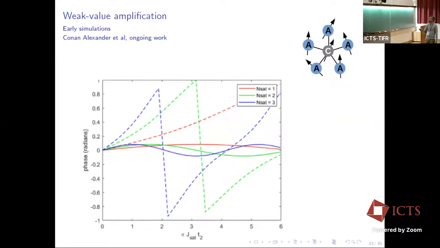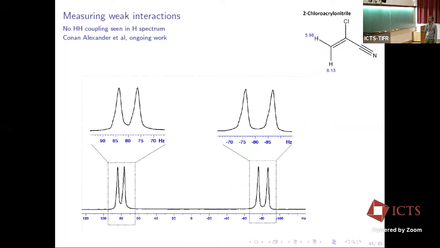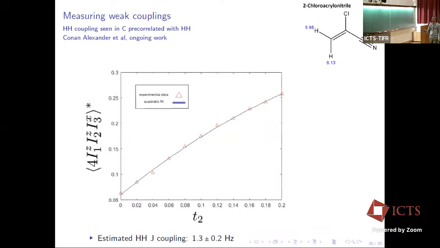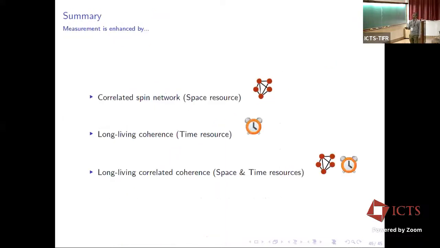So some early simulations show that we can get a very nice improvement. This is one simplified example. There is a weak coupling between these two hydrogens, which is not seen in this spectrum at all. So we expected 4 splittings here. Each of these peaks should split into 2. We don't see that because line widths are a couple of hertz. But if we do this experiment, in fact, we are measuring a correlated state here. And then we can see that it is actually 1.3 plus or minus 0.2 hertz. So that's a quick example.